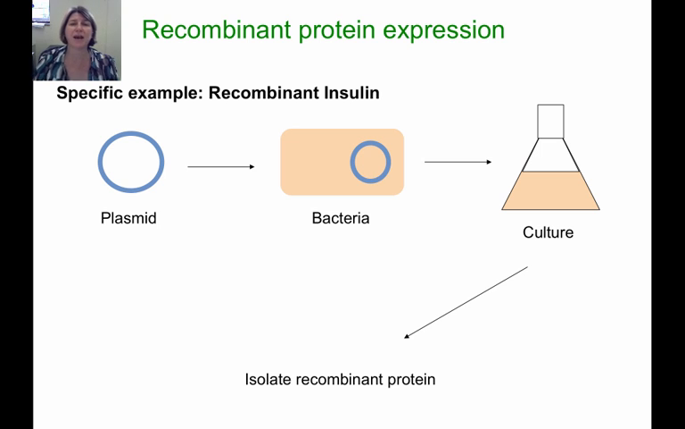Okay, so let's come back to our insulin example just to wrap up. We've talked about plasmids and how we can put a piece of recombinant DNA, for example a piece of the insulin gene, into bacteria for expression. Once that plasmid is in there and able to express the insulin protein, we can culture that in large culture vats and isolate our recombinant protein.